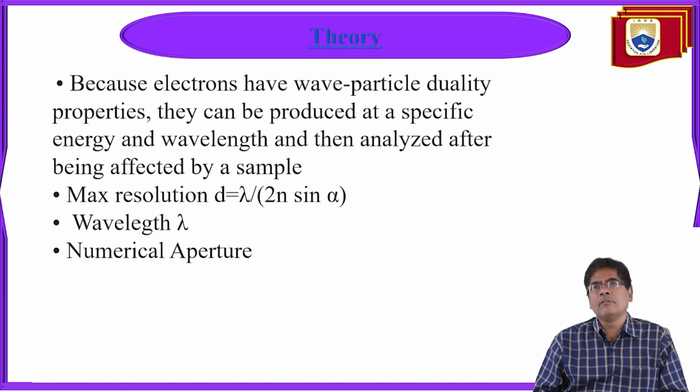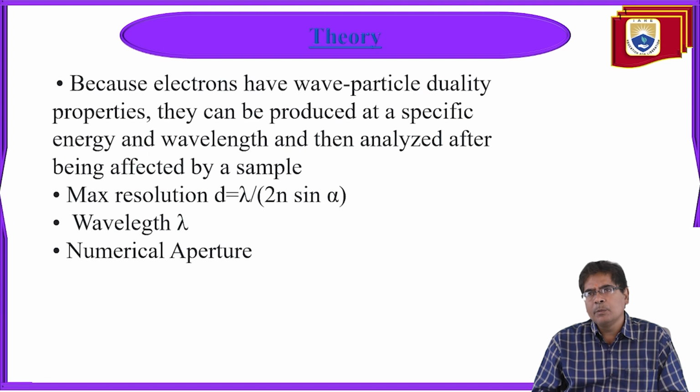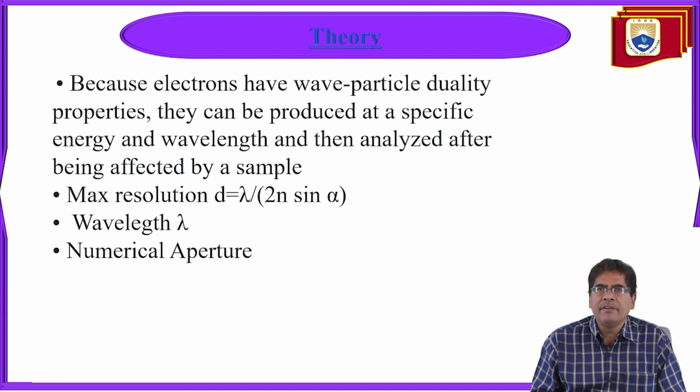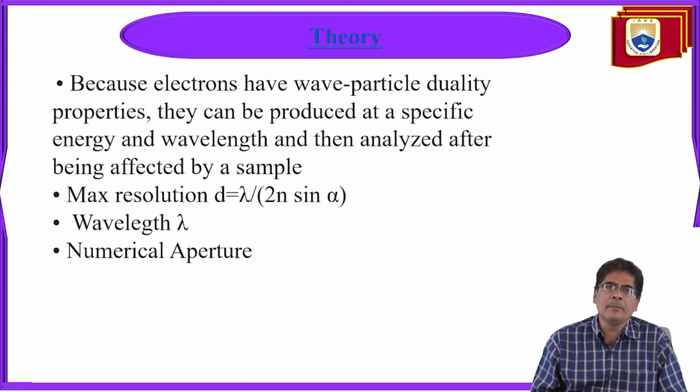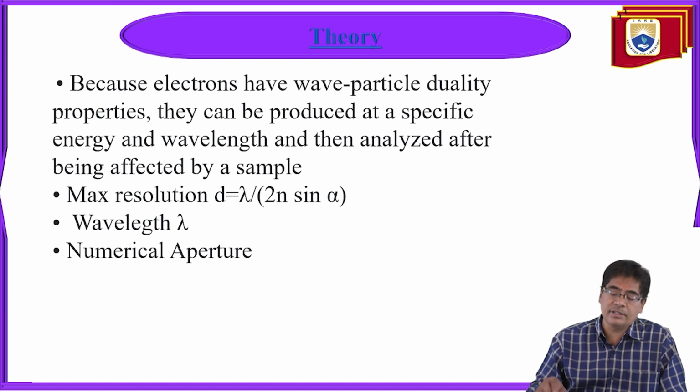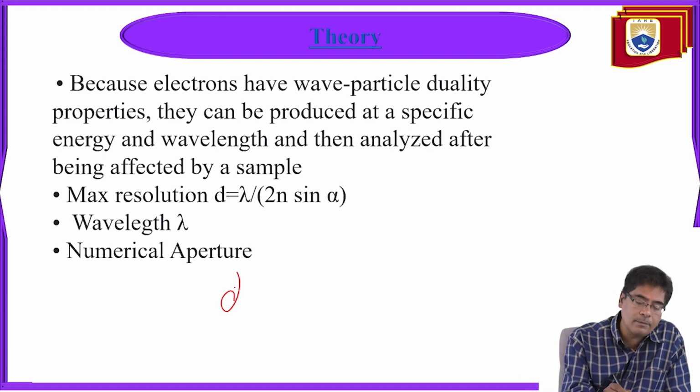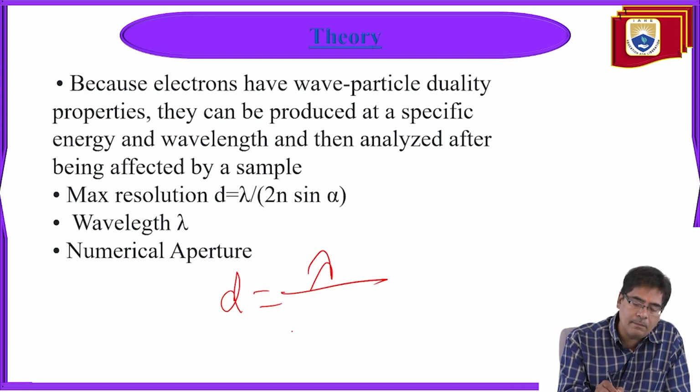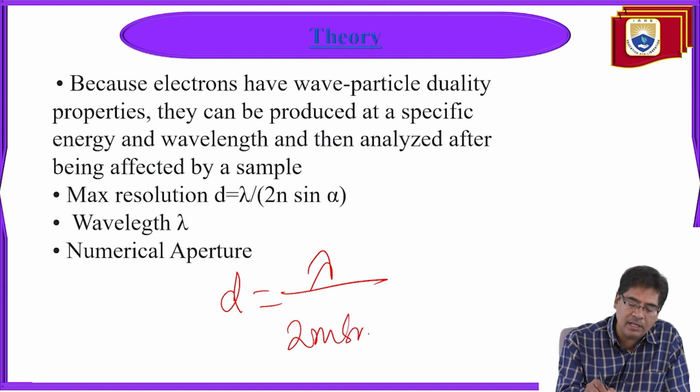Because electrons have wave-particle duality properties, they can be produced at a specific energy and wavelength, and then be analyzed after being affected by the sample. The maximum resolution can be obtained using Bragg's law, 2d sin theta equals n lambda, where we can find the interplanar spacing, or maximum resolution, as d equals lambda divided by 2n sin alpha. This is what we obtain from the X-ray diffractometer.